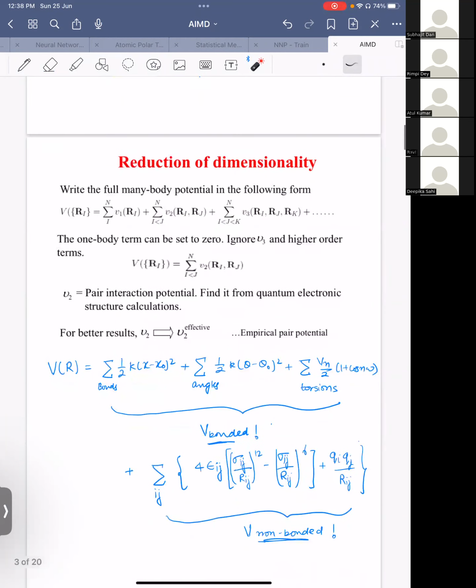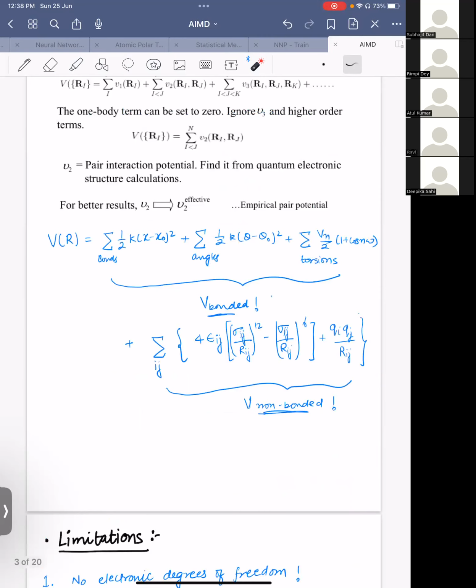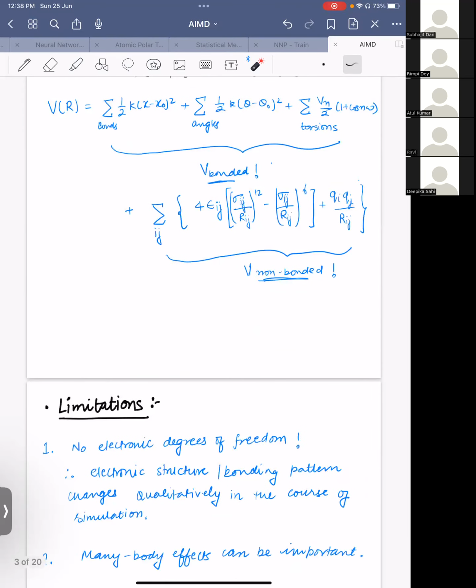The total number of pairwise terms is around n factorial by 2, where n is the number of atoms. So it improves the efficiency and makes the simulation fast. So we can calculate this potential energy surface more efficiently, and we can simulate a large system for a longer time scale using molecular dynamics simulation. It is very useful, but there are some limitations to this approach.